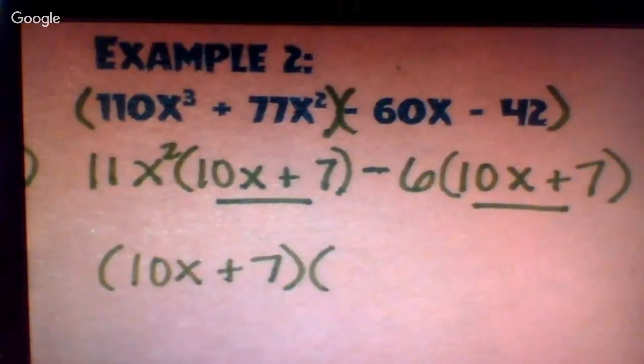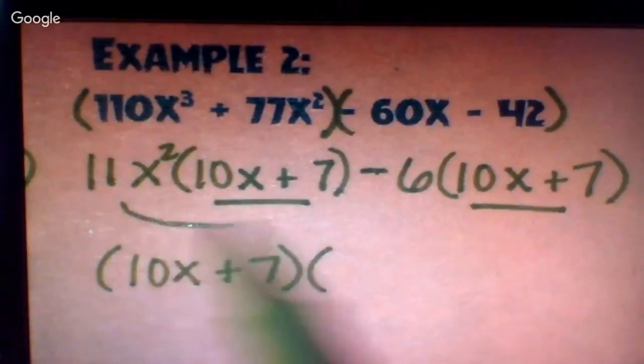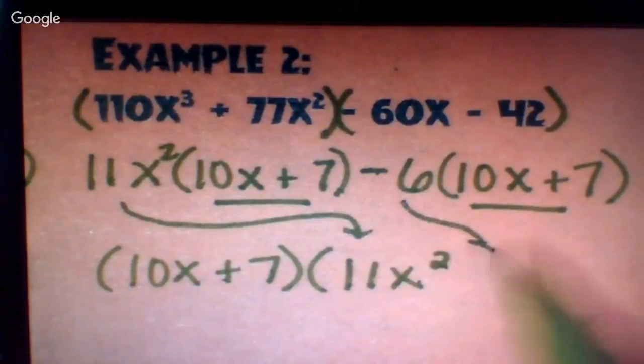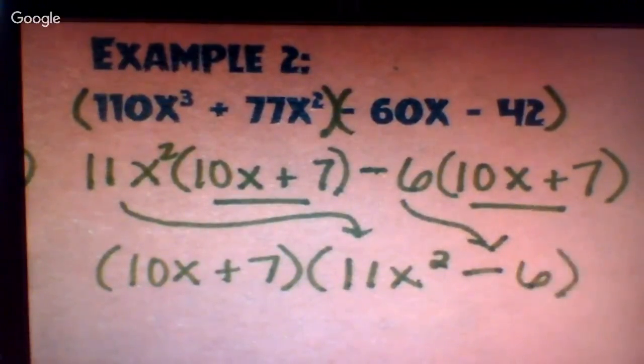Your second part of your answer comes from your greatest common factors. So 11x squared is the first part, minus 6. It's easy, isn't it? I told you I'd try to make factoring as easy as I could. Sometimes it takes years. It took me long years to figure out the easiest way to do it, because there are several different ways you can do it.